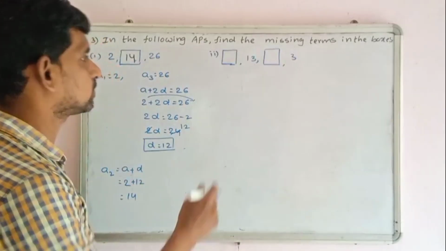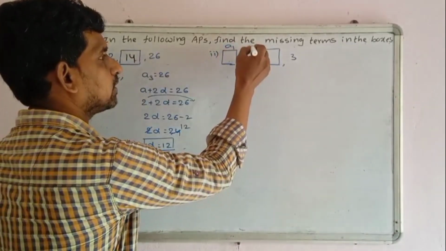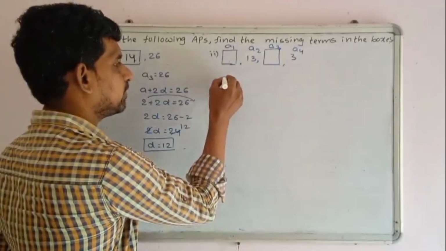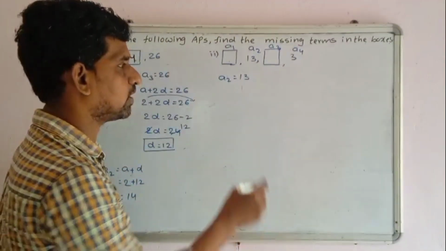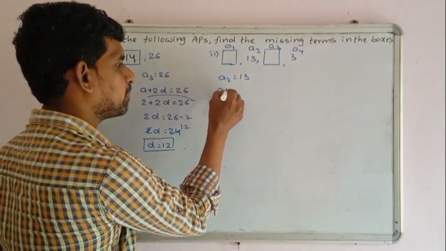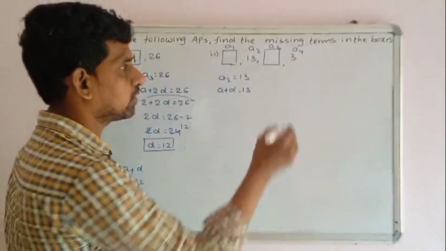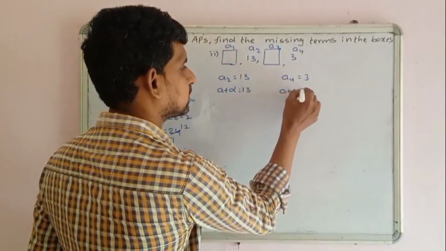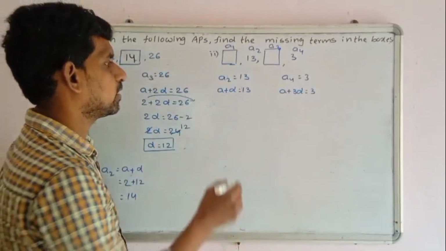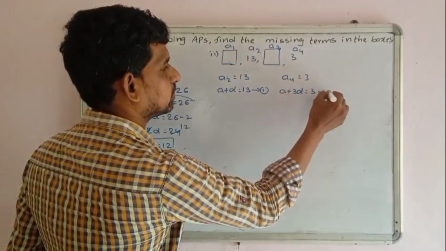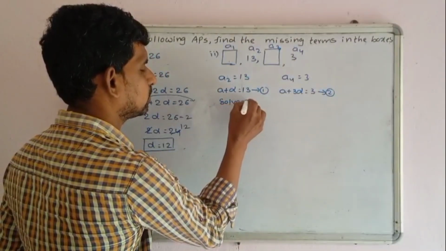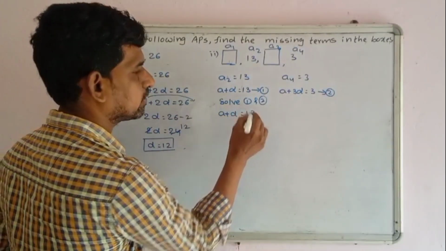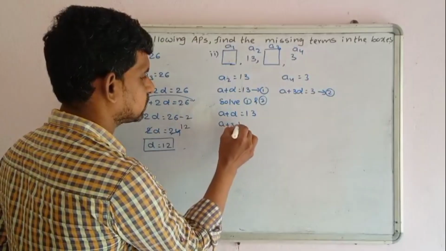Third problem, second one. A1 blank, A2 value 13, A3 blank, A4 value 3. So A2 is given, 13. What is the formula of A2? A plus D equals 13. The A4 value, A4 equals 3. The A4 formula is A plus 3D equals 3. Okay. Now call this 1 and this 2. Solve 1 and 2. So A plus D equals 13. A plus 3D equals 3.